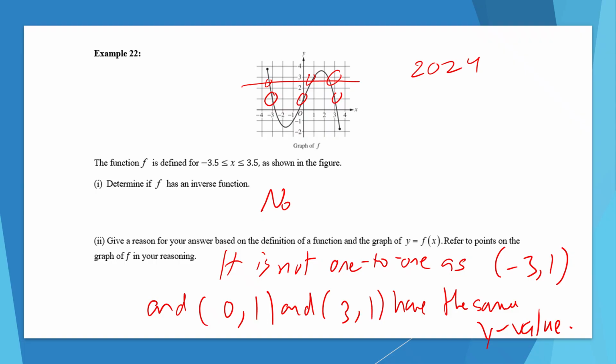That would be enough to get full credit here, so you get 1 point for saying no, and then you get 1 point for referencing at least 2 points there. So that would be our answer to 22.